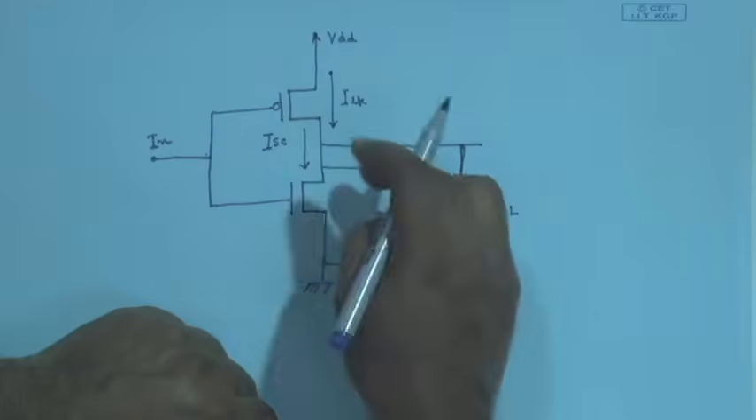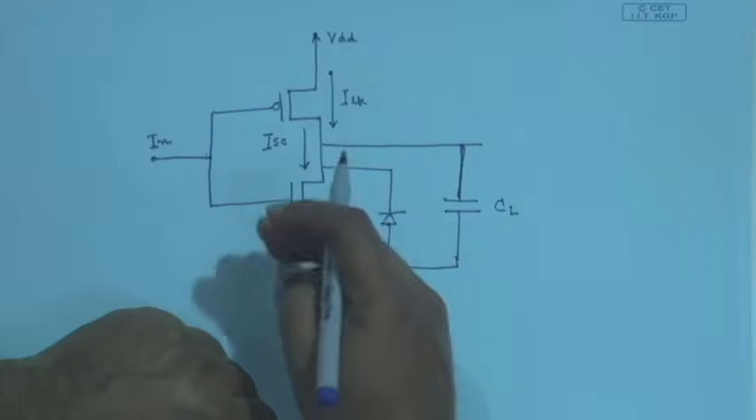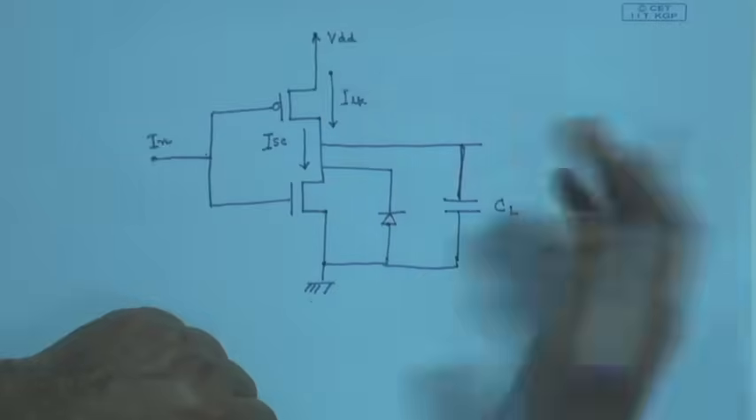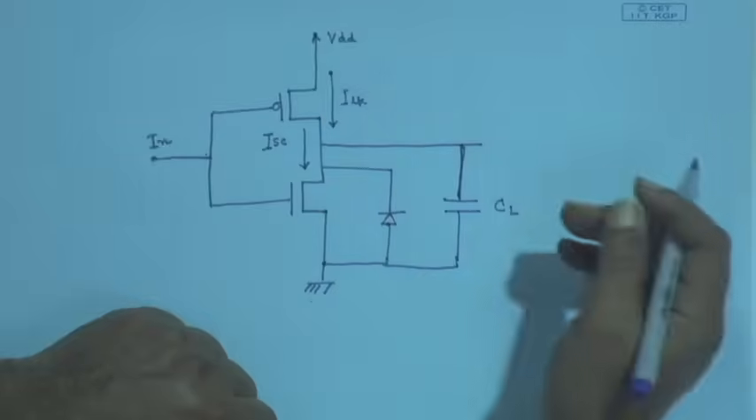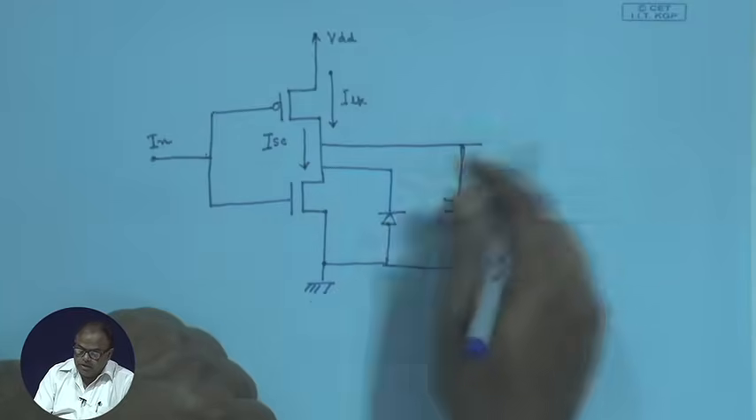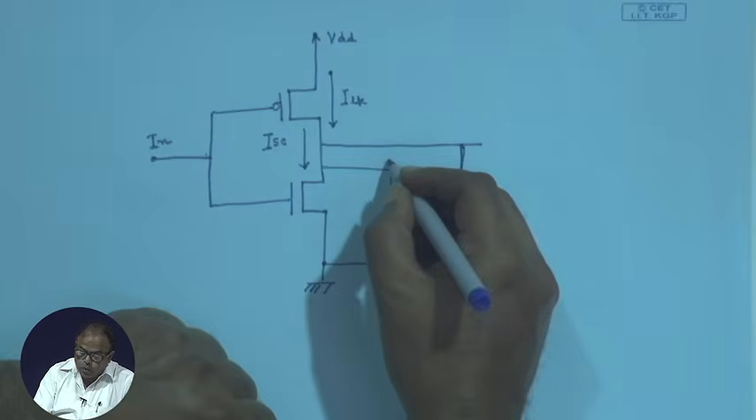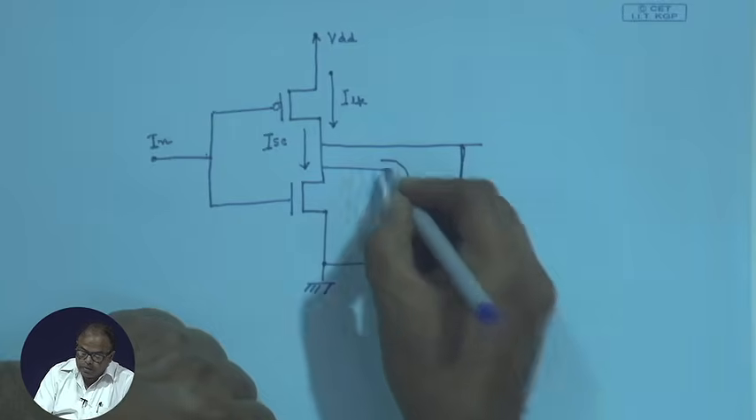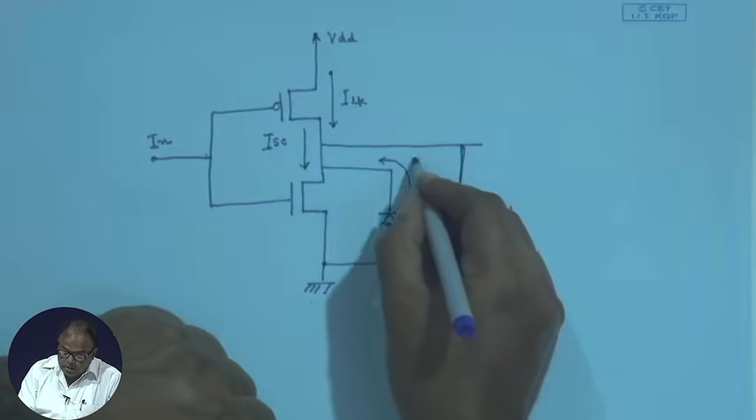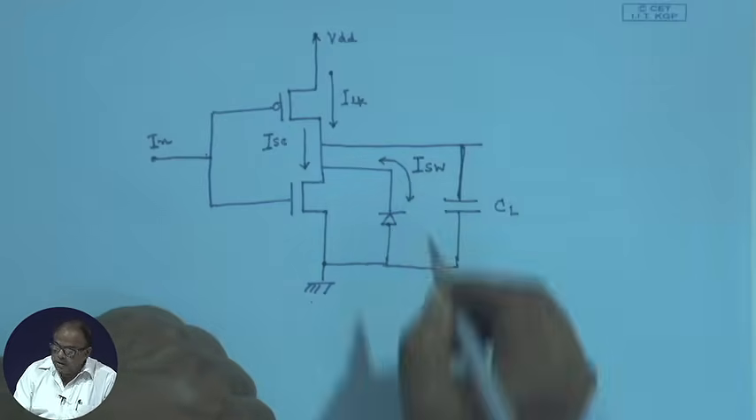Now, whenever we are making excursions in this circuit, the excursion is between 1 and 0. So, whenever we are switching from 0 to 1, say this transistor, then we are having a switching current flowing through here. So, it can be either way, it will be switching current.